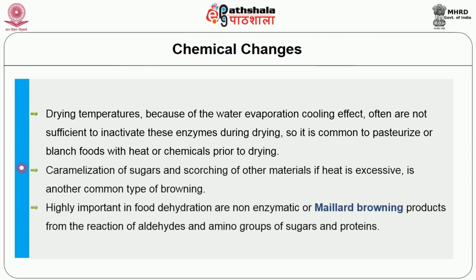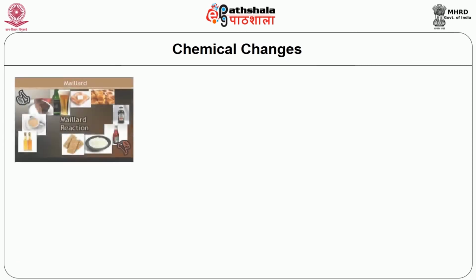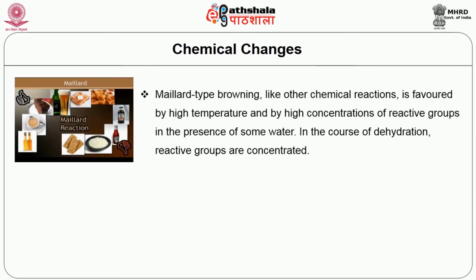Highly important in food dehydration are non-enzymatic or Maillard browning products from the reaction of aldehyde and amino groups of sugars and proteins. Maillard type of browning, like other chemical reactions, is favored by high temperature and by high concentration of the reactive groups in the presence of some water. In the course of dehydration, reactive groups are concentrated.